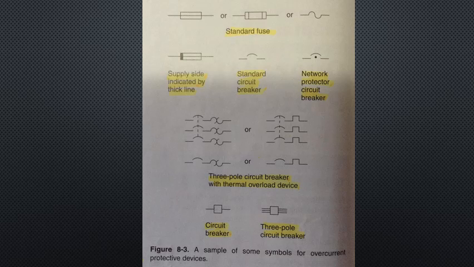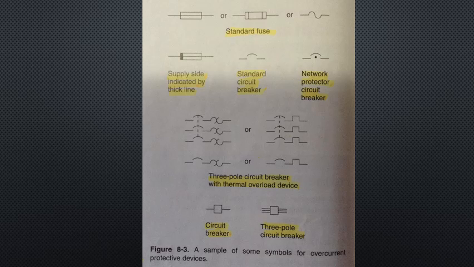Section 240.4 of the code specifically mandates that conductors be protected against overcurrent. The overcurrent device must automatically open the circuit when the current reaches a specified dangerous level. Fuses and circuit breakers are used as protection devices.